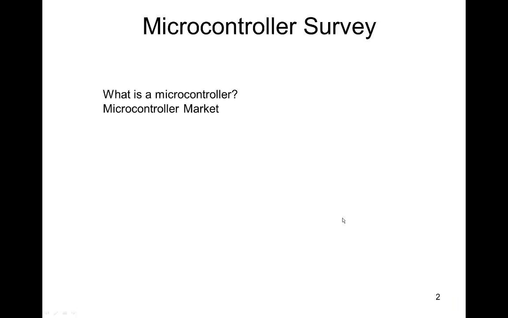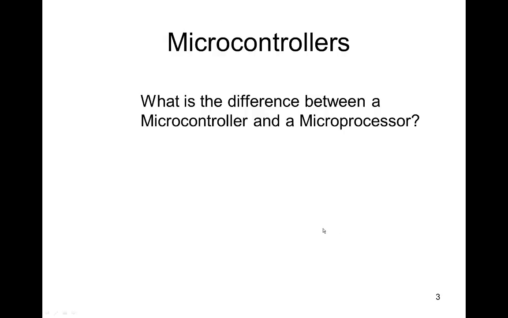This lecture is going to be a microcontroller survey. So in this class we've used the ATmega 328P. And many of the things that you've learned in 329 will apply to any other microcontroller. The biggest difference really is the naming of the registers. So first, what is a microcontroller versus a microprocessor?